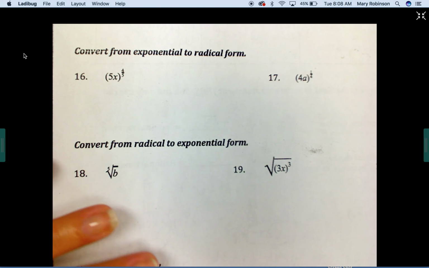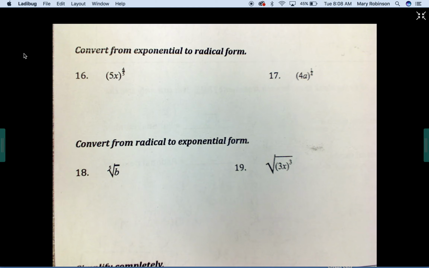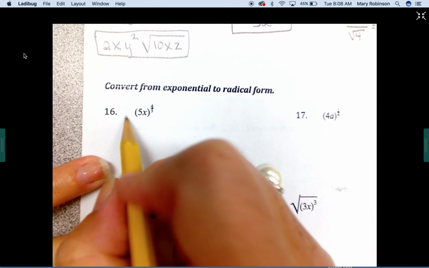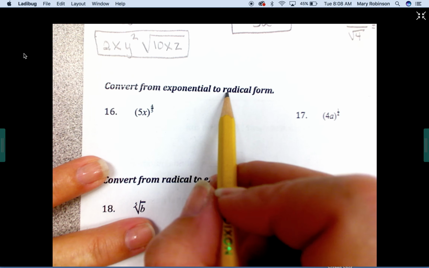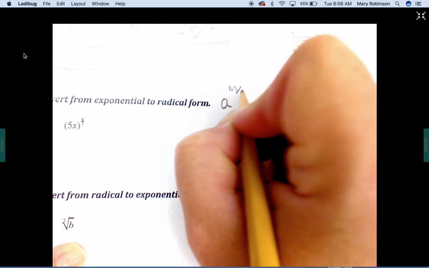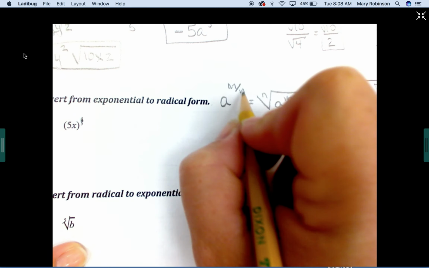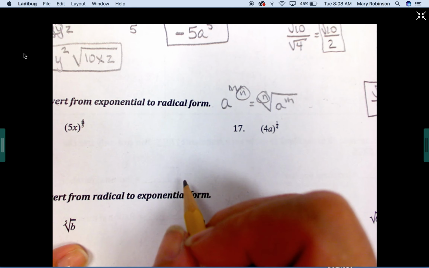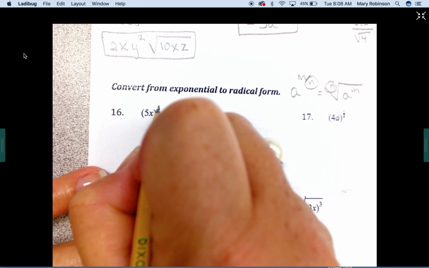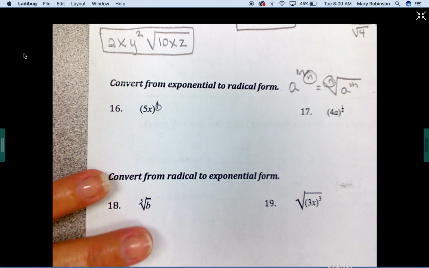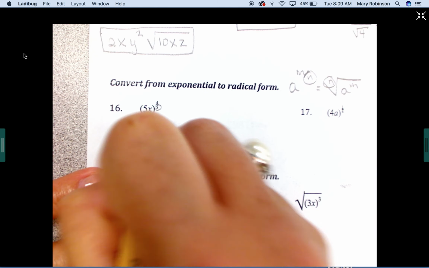I'll now finish up going over the test review by covering problems 16 through 23. Number 16 asks us to convert from exponential to radical form. Recall that a to the m over n is the same as the nth root of a to the m, where your denominator is your index. So my denominator of my rational exponent is my index.